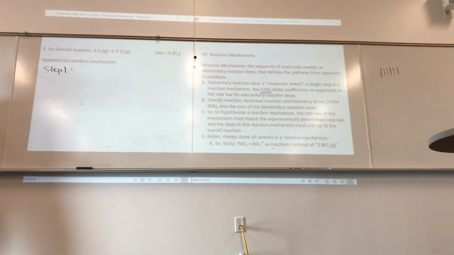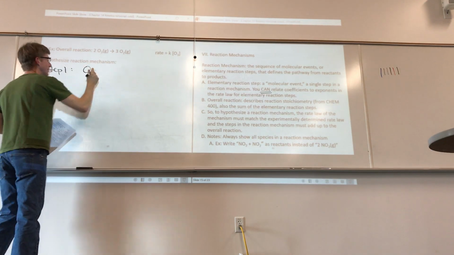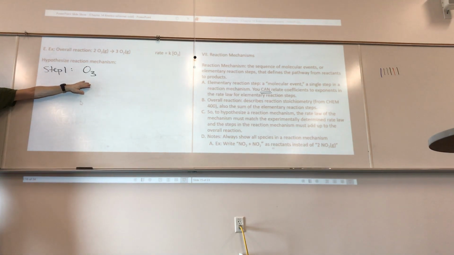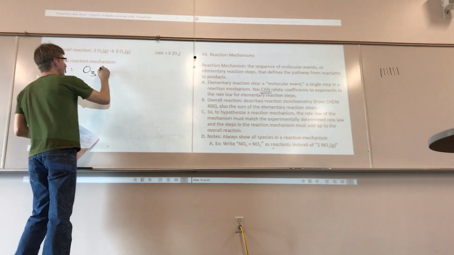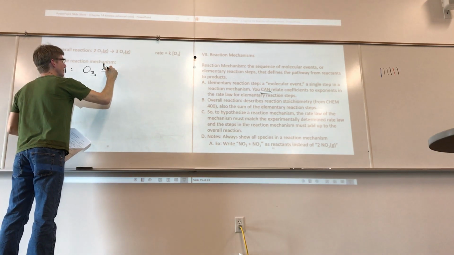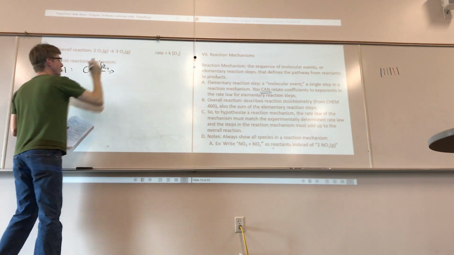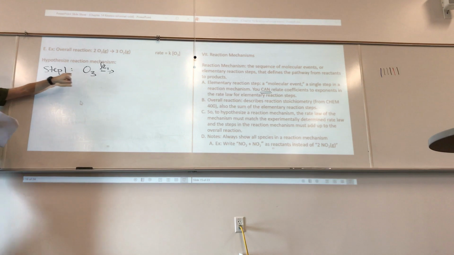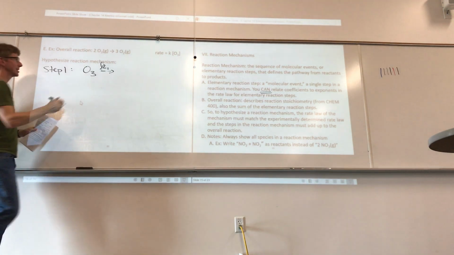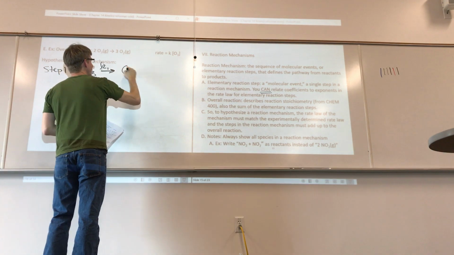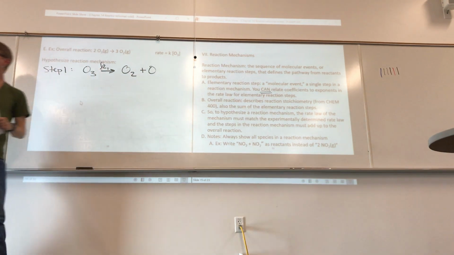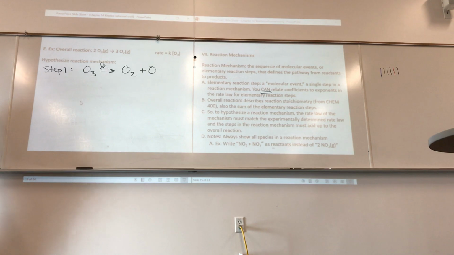Step 1. O3, the ozone molecule, and we will leave phases out of this. And we'll just be a molecule. That's a K sub 1, and it is the rate constant for step number 1. And that's an arrow that I have. O2 plus O.